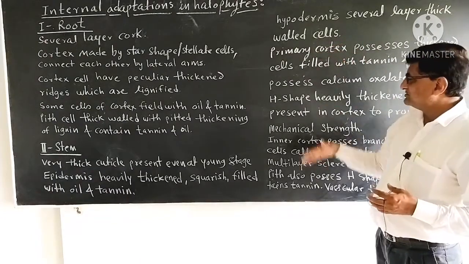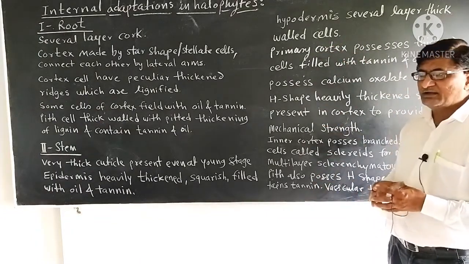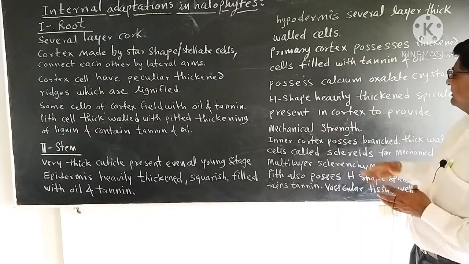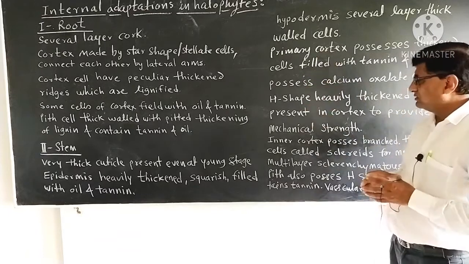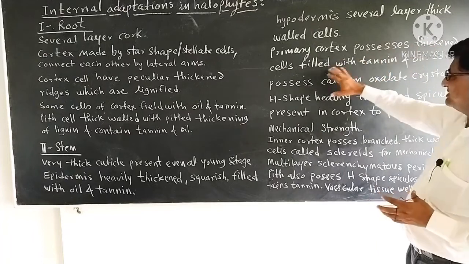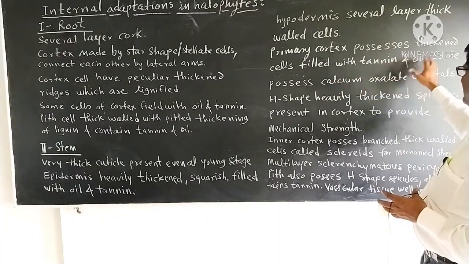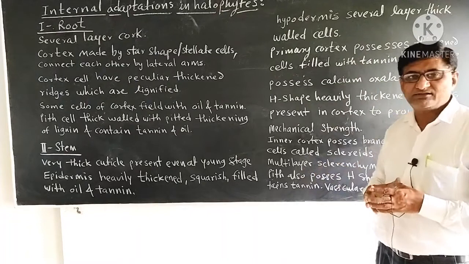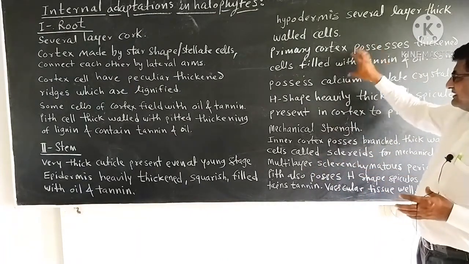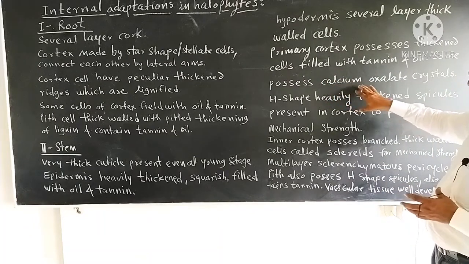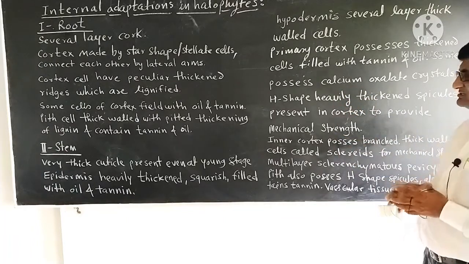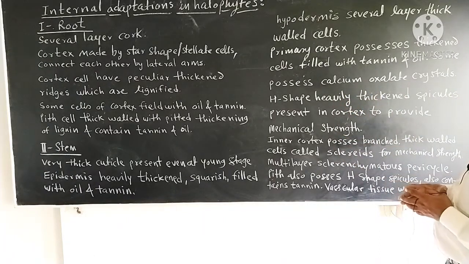Then next to the hypodermis, there is a primary cortex divided into the outer cortex and inner cortex. This primary cortex is also multi-layered. This cortex possesses thickened cells filled with tannin and oil, so in the cortex cells you will find tannin and oil deposition. Some of the cortex cells may also possess calcium oxalate crystals. In between, some of the cells show the presence of calcium oxalate crystals.